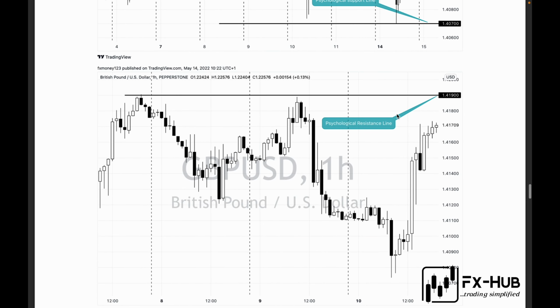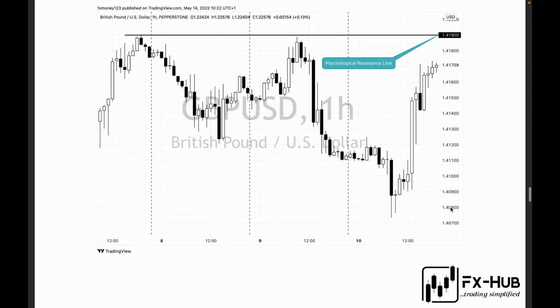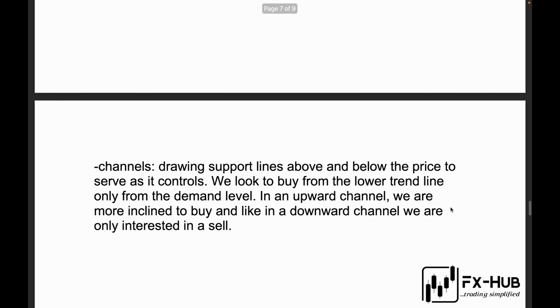So now take a look at this one here. This is a psychological resistance level. You see what just happened here? It's almost the same thing everywhere. If you take a look at this line now and pull it up straight, you notice that this is 1.41200. I don't know if it's getting clearer. Okay, I believe it is. Let's quickly move on to the next concept.